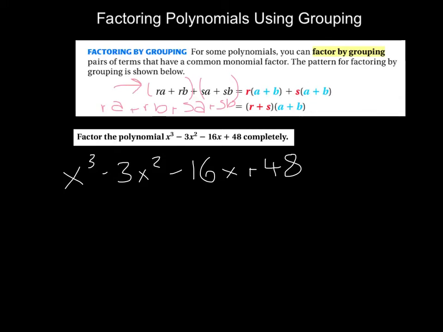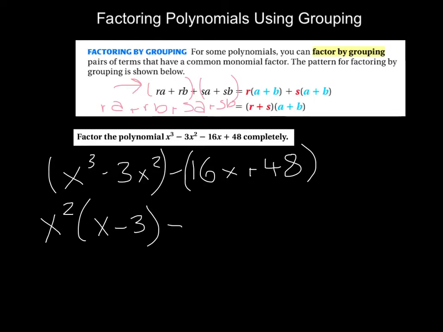Now, when we apply this method to polynomials, let's take a look at this one down here. X cubed minus 3x squared minus 16x plus 48. We have four monomials in this polynomial, so we're just going to group the first two together and group the second two together and try to factor down each grouping of parentheses individually. X cubed minus 3x squared, we can factor out an x squared out of both of those, leaving us with x minus 3. We bring down our minus sign. And in the next set of parentheses, we can factor a 16 out of both of these terms. So we factor out the 16, and we're left with x minus 3.